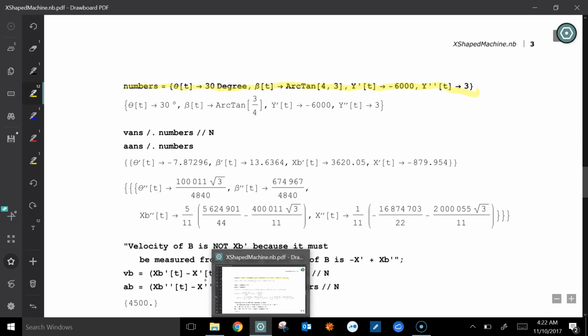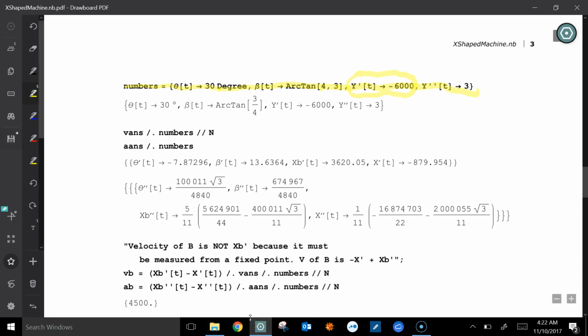Theta is 30 degrees. Beta is the inverse tangent of 4/3, so I think that's about 53 degrees. I'm not sure exactly what it is, but it's just an angle that you can put in there. You can do that in the calculator if you want. This value, y tick, was given. It said it was moving down at 6 meters per second.